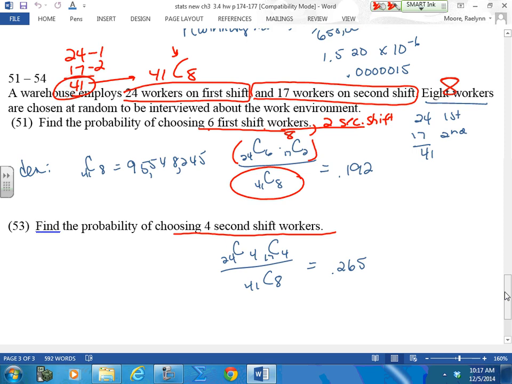How many am I looking at? 8. I need 8 people to be interviewed. If I want 4 second shifts, this needs to total 8. I need 4 more. Where are they coming from? First shift.